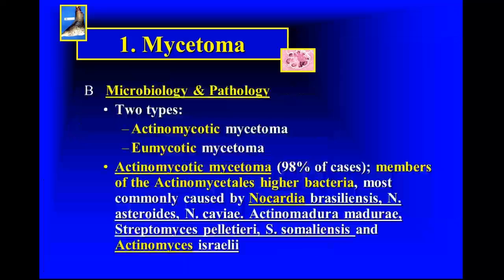Two types of mycetoma for your practice are actinomycotic and eumycotic. The more common in the world is actinomycotic. It's members of the actinomycetales, which are the filamentous branching higher bacteria that include, most importantly, nocardia, streptomyces, actinomadura, and actinomyces, the anaerobe.